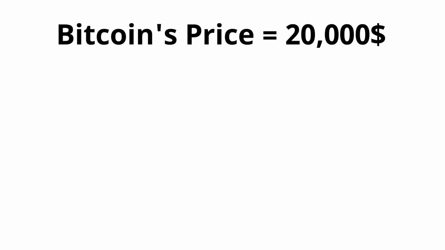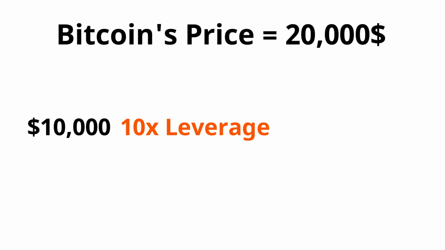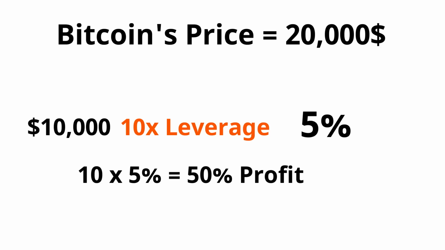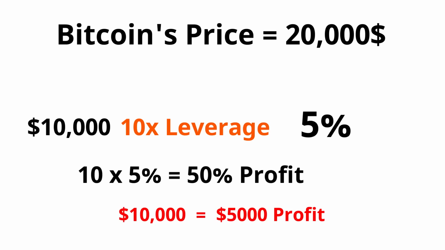Listen. Assume that Bitcoin is trading around $20,000, and you invested $10,000 with 10x leverage. If Bitcoin pumps 5%, then 10x leverage on 5% is equal to 50% profit. So for your $10,000 investment, you'll get $5,000 in profit. In case you invested the same $10,000 and traded on the spot, you'd make just $500 in profit. And remember that 10x leverage is not the limit. You can take it up to 125x leverage.